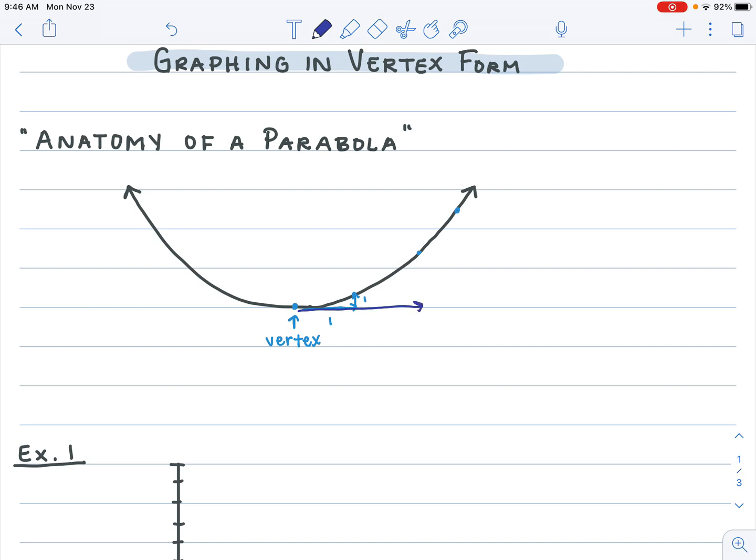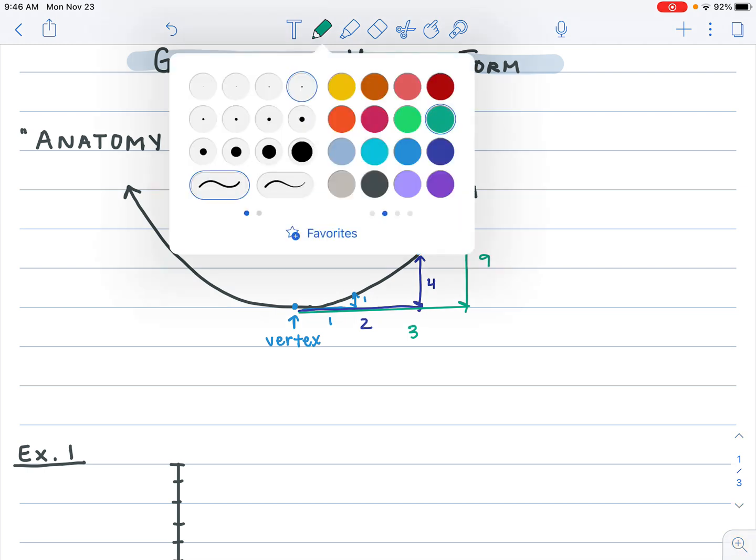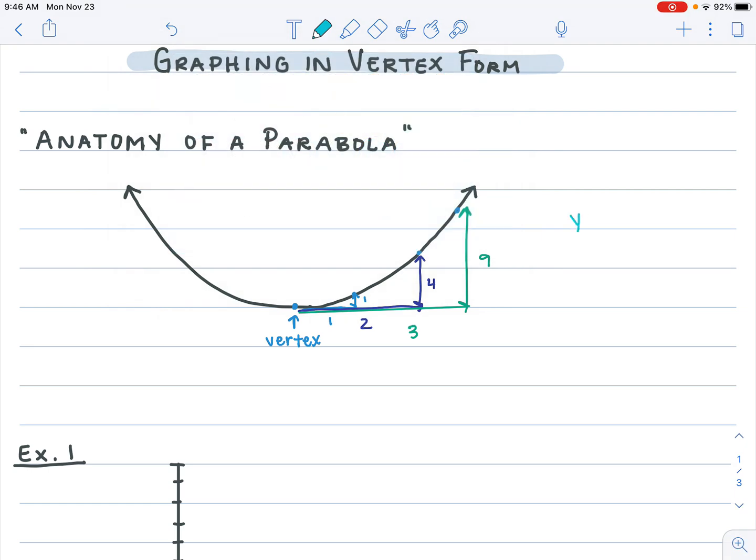To get the next point, we go over 2, up 4. And for the third one, we go over 3, up 9. Because when you have a parabola, it's usually y equals x squared. So when I plug in 1, 1 squared is 1, so I go over 1, up 1. When I plug in 2, 2 squared is 4, so you go over 2, up 4. And when you plug in 3, 3 squared is 9, so you go over 3, up 9.